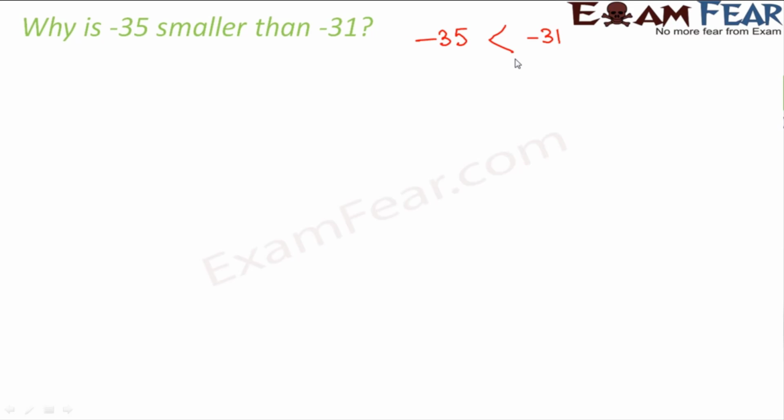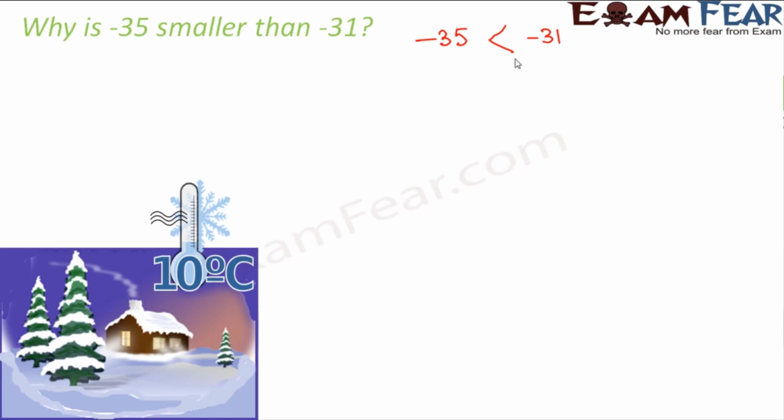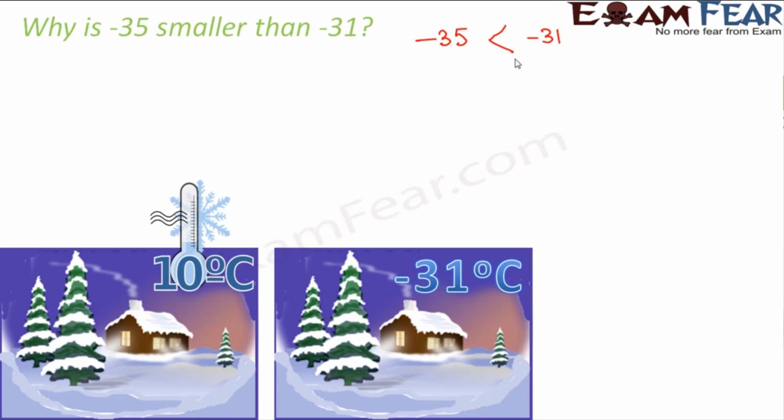Now let us take a real life example and try to understand why minus 35 is smaller than minus 31. Let's take the example of temperature. Let's say that you have gone to a hill station which is very cold, and moreover it is winter season, peak winters. With each passing day, the temperature is dropping further. Initially the temperature was around 10 degrees Celsius. After a couple of days, it dropped to 0 degrees, then to minus 5 degrees, minus 10 degrees, and finally it dropped to as low as minus 31 degrees Celsius.